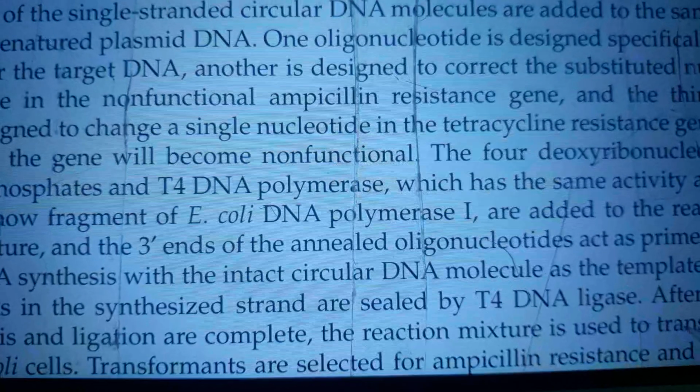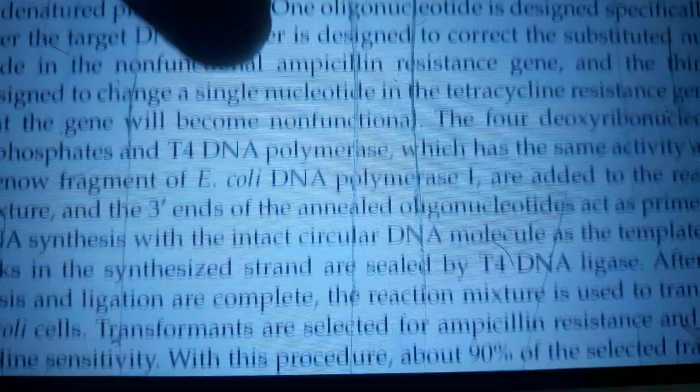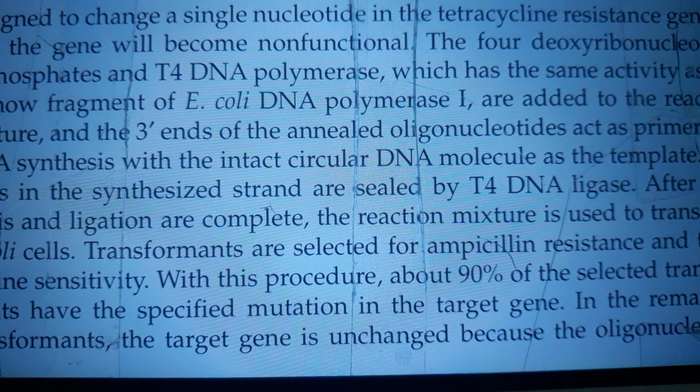Three different oligonucleotides that anneal to one of the single-stranded circular DNA molecules are added to the sample of denatured plasmid DNA. One oligonucleotide is designed specifically to alter the target DNA. Another is designed to correct the substituted nucleotide in the non-functional ampicillin resistance gene. And the third is designed to change the single nucleotide in the tetracycline resistance gene so that the gene will become non-functional.